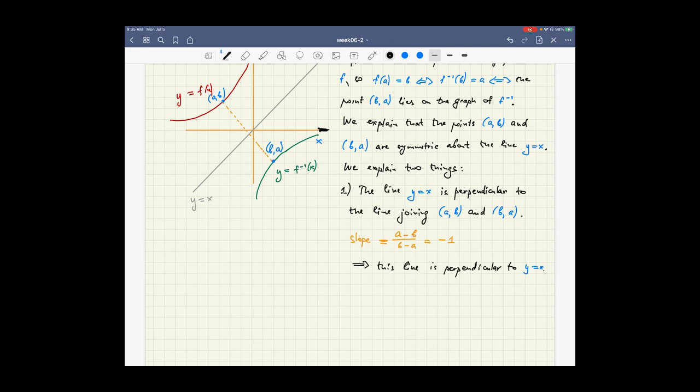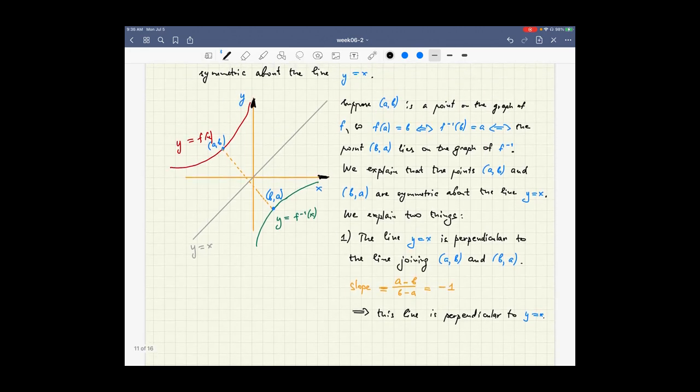Just for the sake of completeness, I want to write down the equation of that line. The equation of that line is, using the point slope form of that line, y equals slope a minus b over b minus a times x minus a plus b. That is if you use that point.